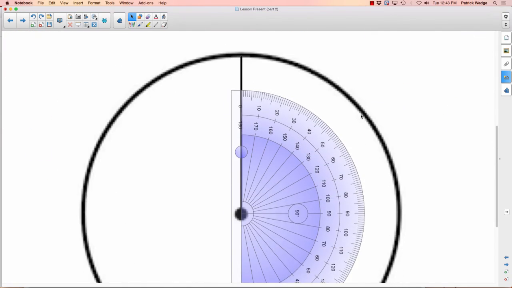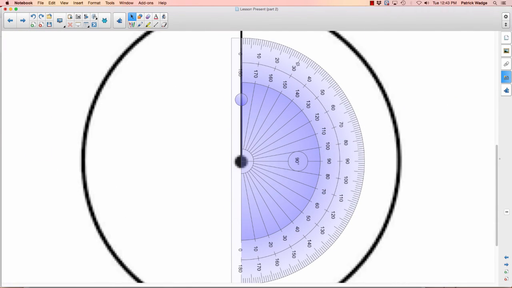So I have 93 degrees. Look, 10, 20, 30, 40, 50, 60, 70, 80, 90, and then 3 more. So I'm hoping I can draw a line right now from the center to 91, 92, 93, which is right there. So there's my first one.